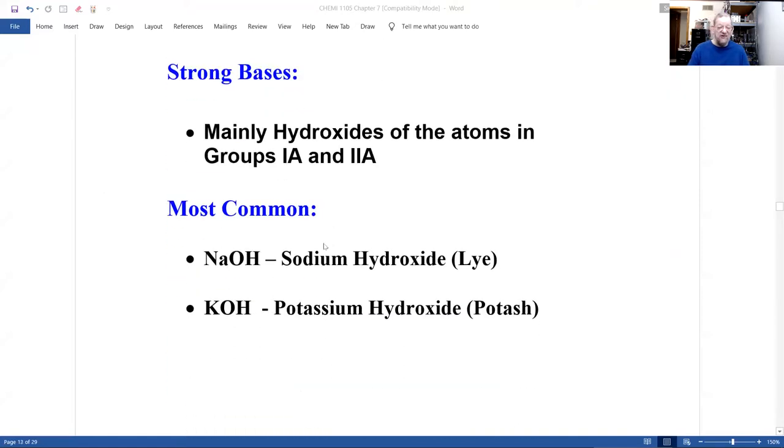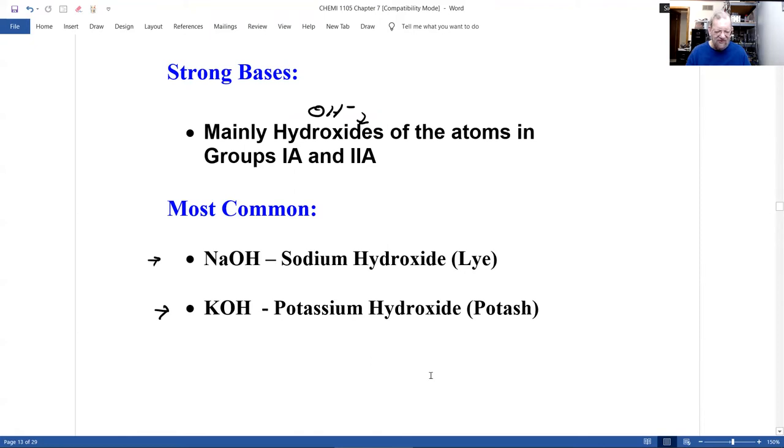Now, strong bases are mainly groups of atoms, hydroxides. Hydroxide is OH minus. And the most common strong bases are sodium hydroxide and potassium hydroxide. You use those and they say, give me your proton, I'm a base. You don't have a choice, give it to me. And the old names for sodium hydroxide is lye, and potassium hydroxide is potash.